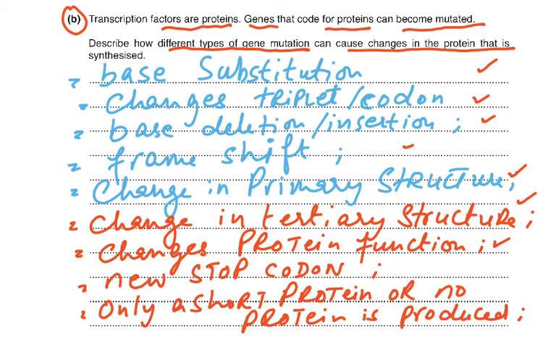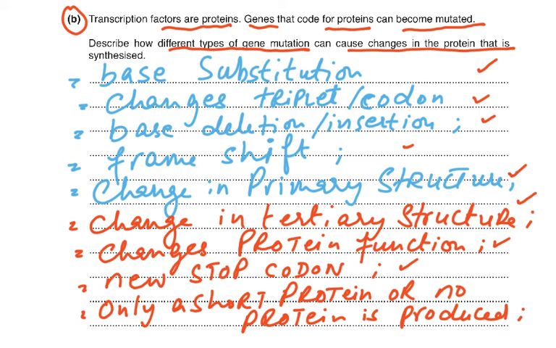Naturally, if an active site is not made of the right kind of depression, then that enzyme will not work. Maybe there's a new stop codon, and then it could result in a very short protein if it's in midway. If it's made up of, say, 100 amino acids and the stop codon comes after 30 amino acids, then there's going to be just 30 and then nothing. So only a short protein or maybe even no protein is produced.